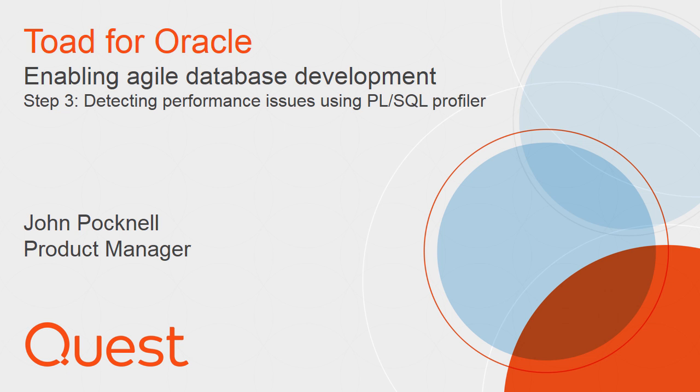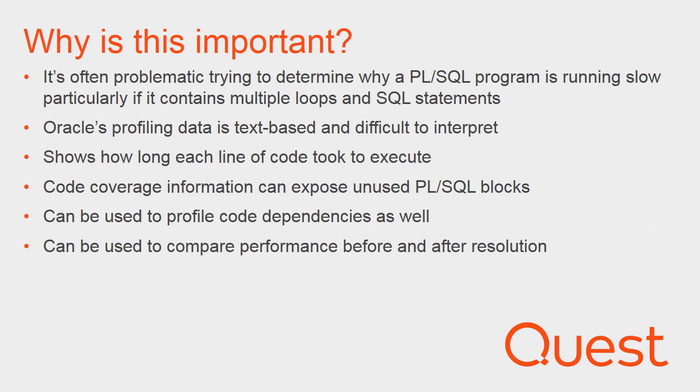In step 3, we're going to talk about how you can detect performance issues in your PL/SQL code by using the Toad PL/SQL Profiler. So why is this important? Well, it's often problematic for developers to try to find out why a PL/SQL program is running slow, particularly if it contains multiple loops and SQL statements. And this problem may have come originally from a production DBA who's complaining about a performance problem in production. So it's very important that developers can profile the data using Toad.